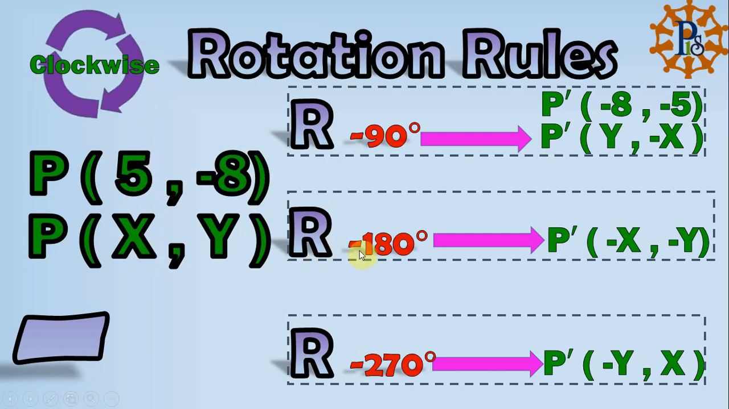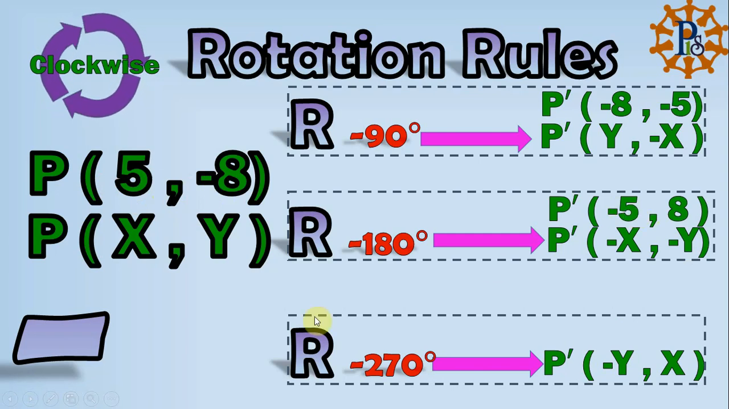Now I want to rotate this point by negative 180. What is the meaning of negative 180? It means that we will change the sign of both numbers, and I keep the place of the numbers as they are. So it will be (-5, 8), like this one.